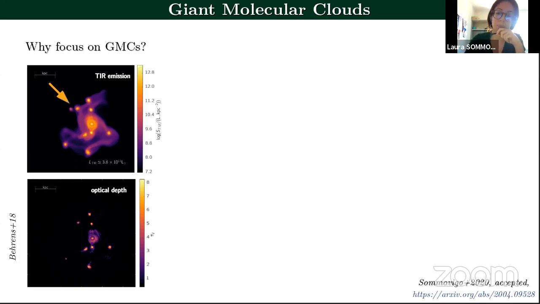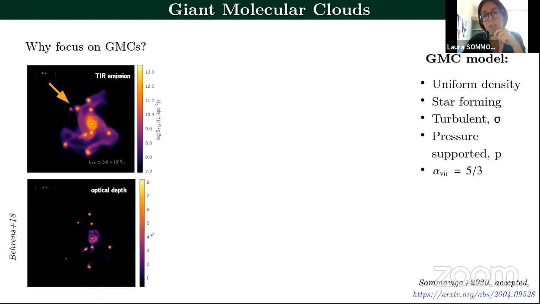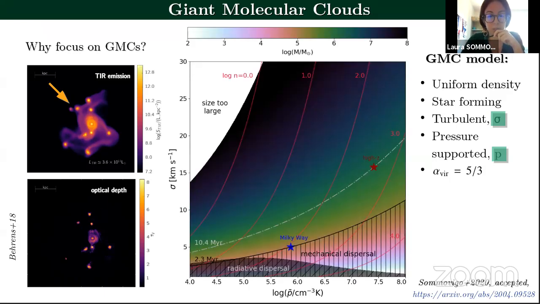In our model, we consider a uniform molecular cloud in terms of density, star forming with a central stellar cluster. We leave as free parameters the turbulent velocity within the cloud and the pressure within the cloud. Here is my parameter space for the clouds, and in particular, I would like you to focus on these 2 points. So the blue one should be representative of a Milky Way-like cloud, so a local-like cloud, and its properties are taken from average properties of observed clouds in the local universe.